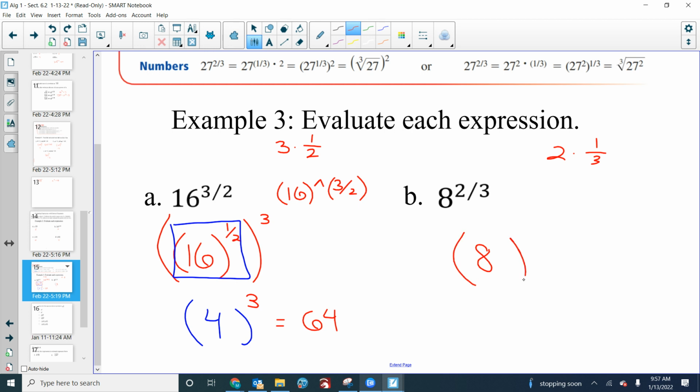Here's what I always do. I take the root first. Let me explain why. First of all, check that. Is that right? Is 8 to the 1/3 and then squared the same as 8 to the 2/3? Yes.